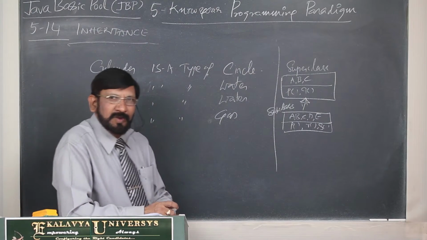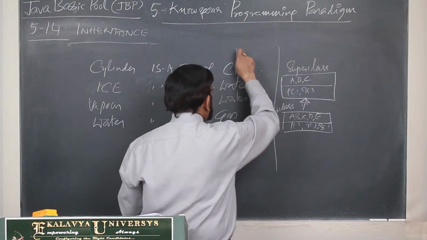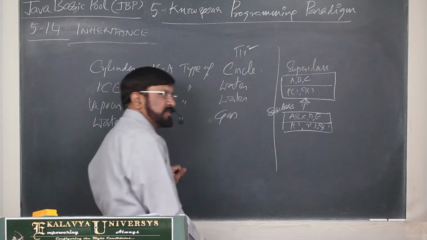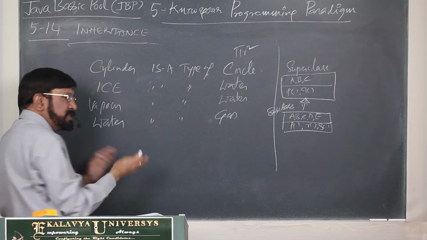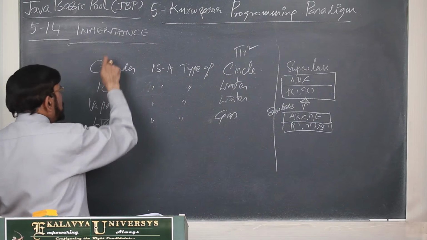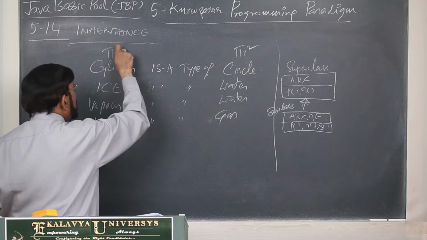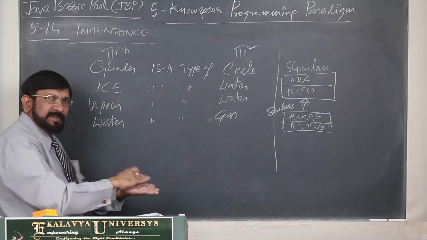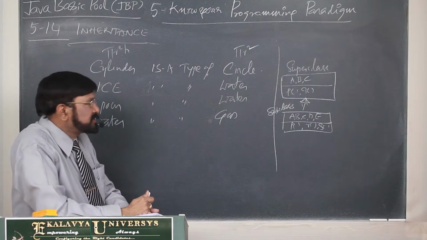If you take the formula also, what is the area of a circle? Pi r square. Area means the content of the circle. And what is the volume of the cylinder? Pi r square h, because height is there, pi r square h.